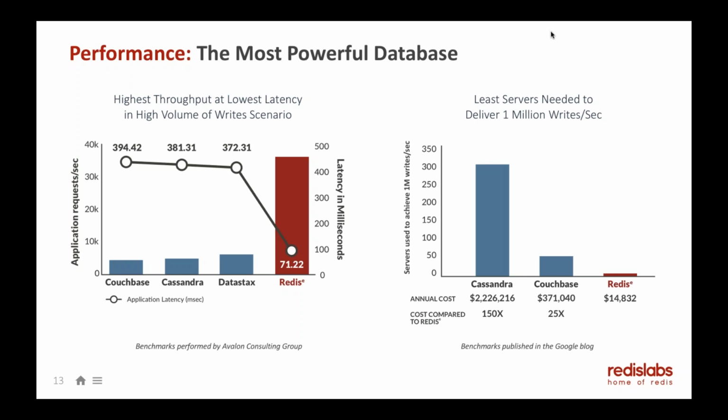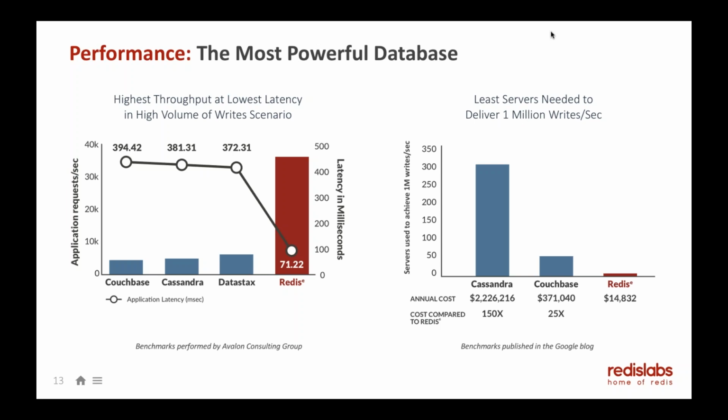This is published on Google. On Google Cloud Platform, Google did some benchmarks using Cassandra, and they showed that you can do 1 million writes per second on Google Cloud Platform using the Cassandra database. And they showed that you can do this with 300 servers.